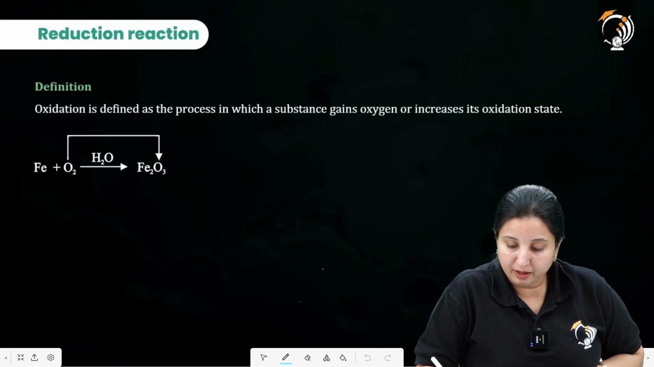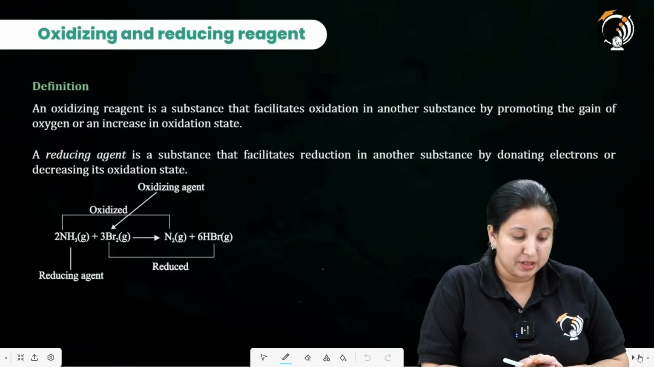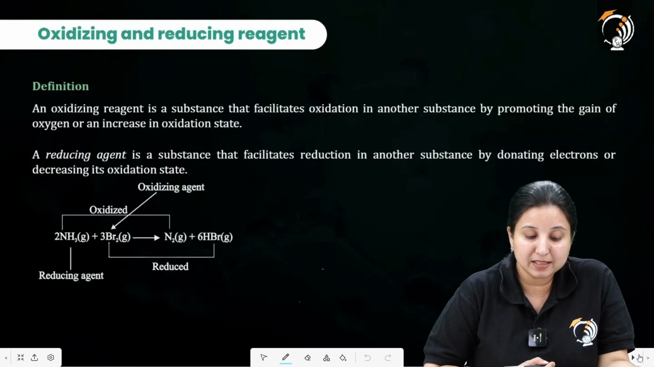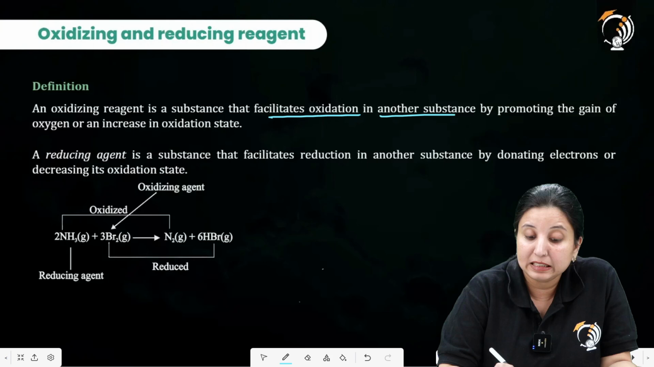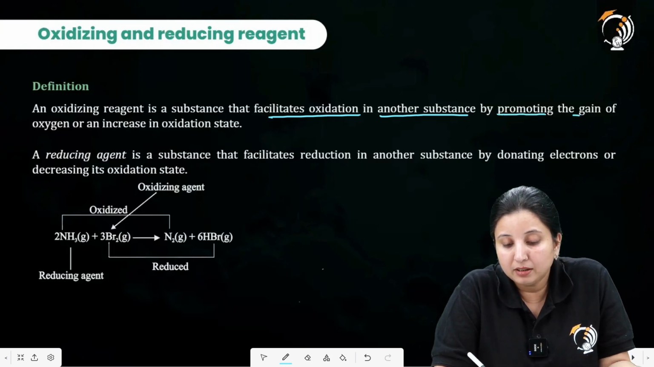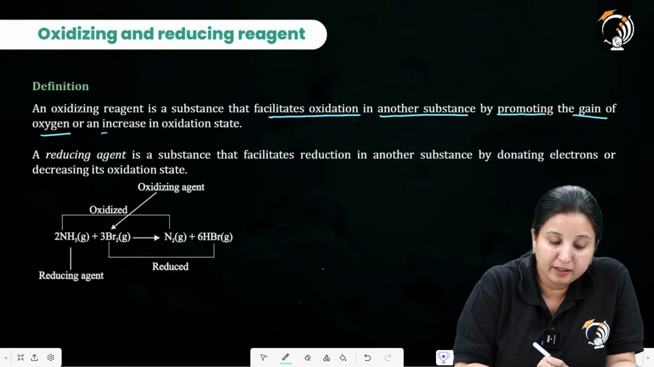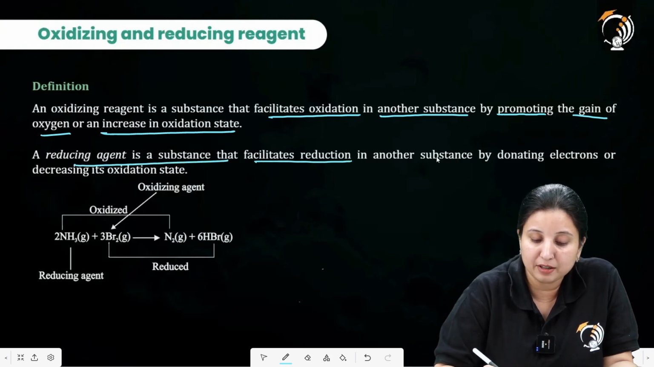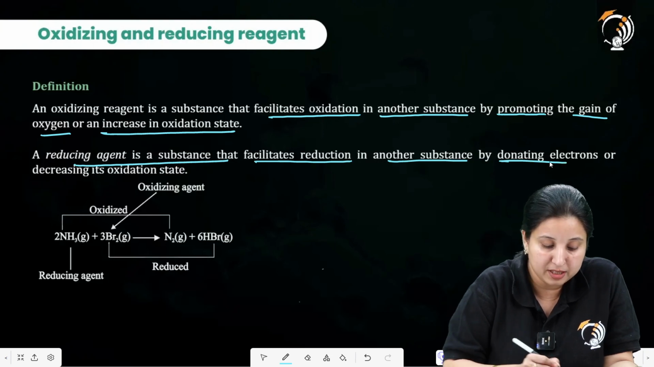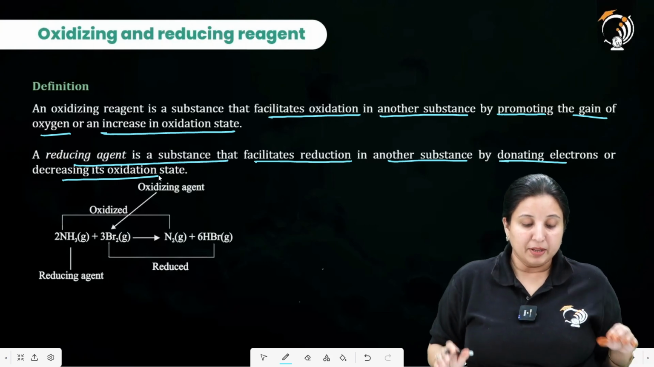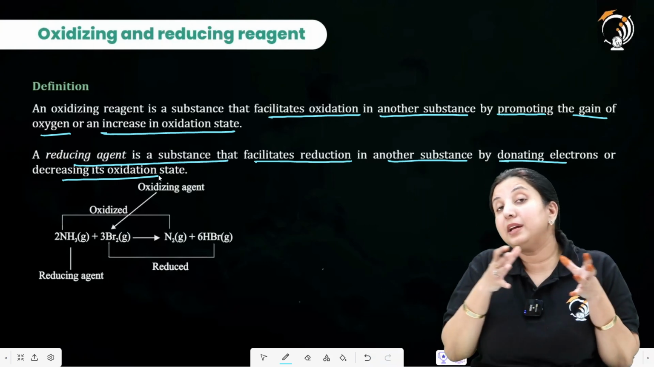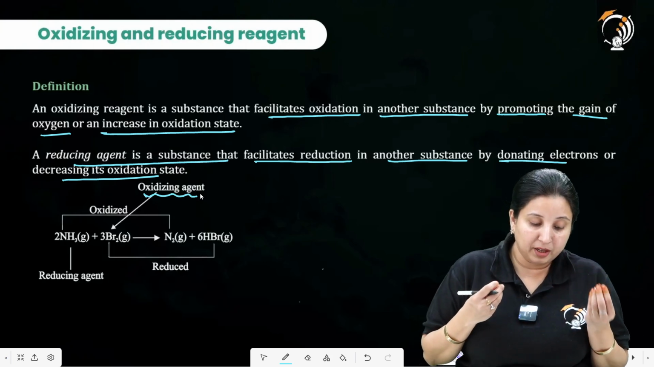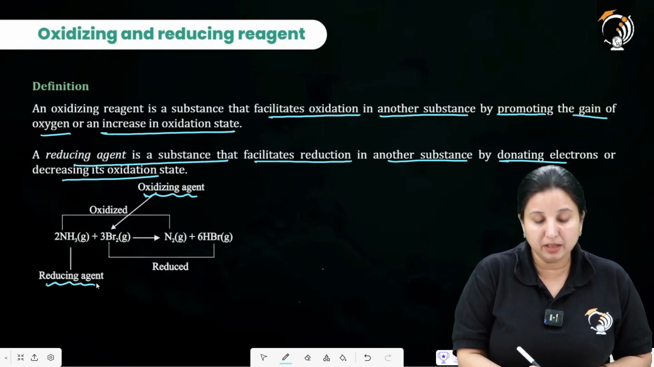Then over here, oxidizing and reducing agent. An oxidizing agent is a substance that facilitates the oxidation in another substance by promoting the gain of oxygen or an increase in oxidation state. Whereas a reducing agent is a substance that facilitates the reduction in another substance by donating electrons or decreasing the oxidation state. So basically, the one which is being reduced is called the oxidizing agent, and the one which is being oxidized is called the reducing agent.